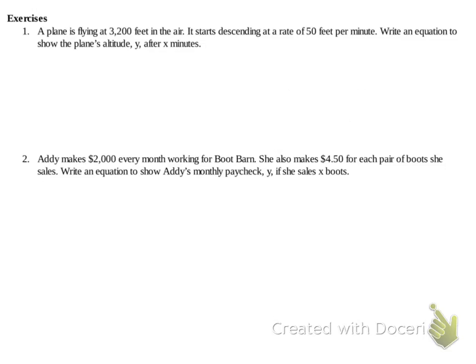All right, so a plane is flying at 32,000 feet in the air. It starts descending, going down at a rate of 50 feet per minute. Write an equation to show the plane's altitude y. So the plane's altitude is going to be y, how high it is in the air, after x minutes. You see how it says per minute? That's the number that goes with slope. That's my unit rate. That's my slope.